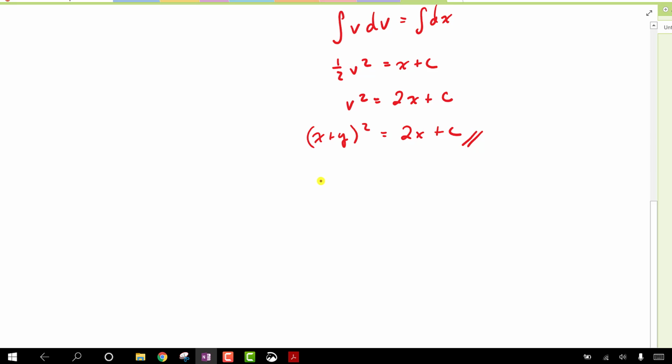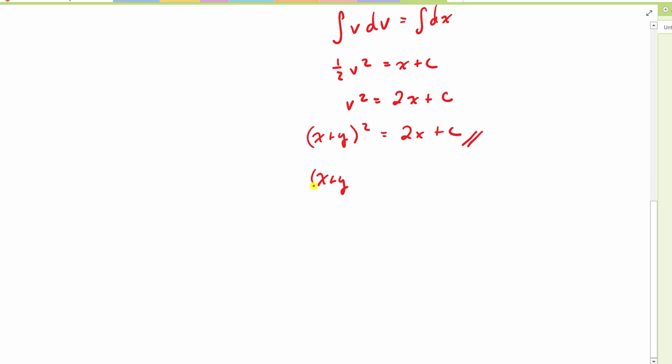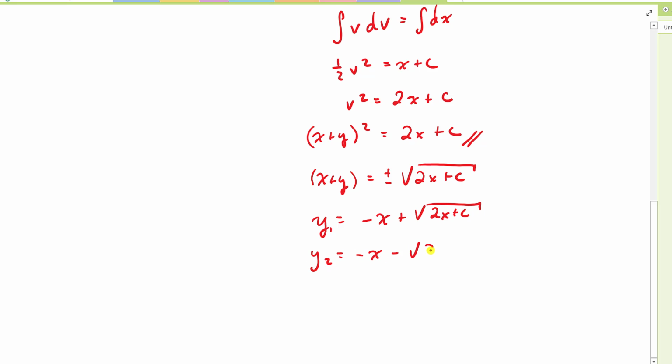If we wanted to give an explicit solution, we'd say that x plus y is equal to plus or minus the square root of 2x plus c, or that y is equal to negative x, so one solution is y1 is equal to negative x plus the square root of 2x plus c, whereas the second solution to this is negative x minus the square root of 2x plus c. And here, in this case, we've given our answer as two explicit solutions, which you're welcome to do, but I think that this position here is probably the preferred way to leave our answer.